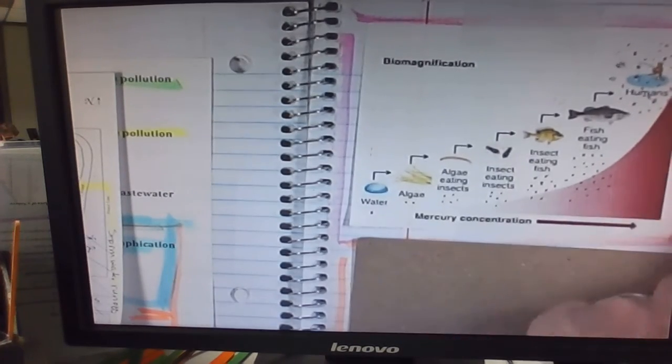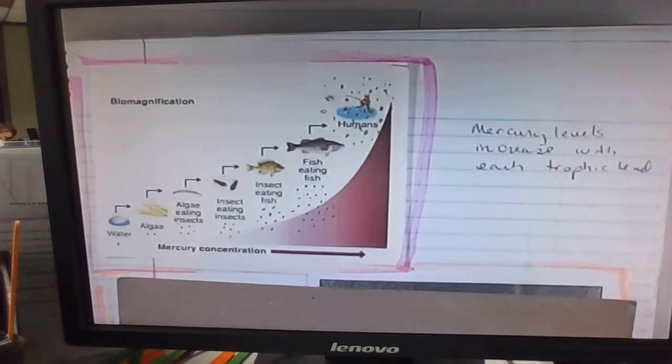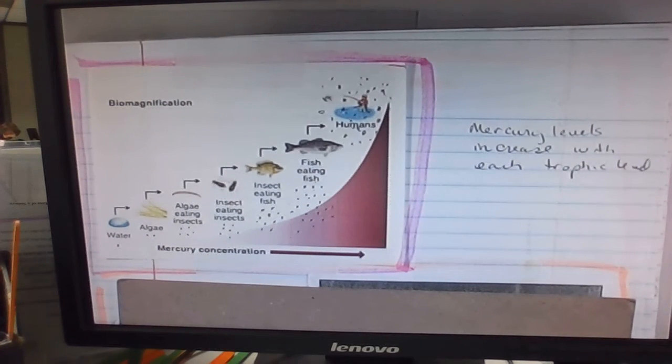Do we need under it? No, we do not need under it, but next to it, let's add a little information to help us understand what's going on. So right next to it, we're just gonna give ourselves a little information that the mercury levels increase with each trophic level. Mercury levels increase with each trophic level.